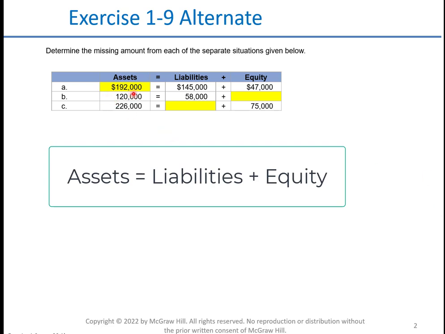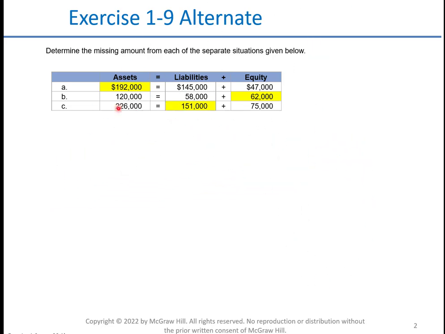And the second one, we know what the assets are and liabilities, but we don't know the equity. So all we'll do is take 120 minus 58 to get 62. And in the last one, we know assets and equity. We need to find liabilities, so we'll simply subtract the equity from the assets to get 151,000.